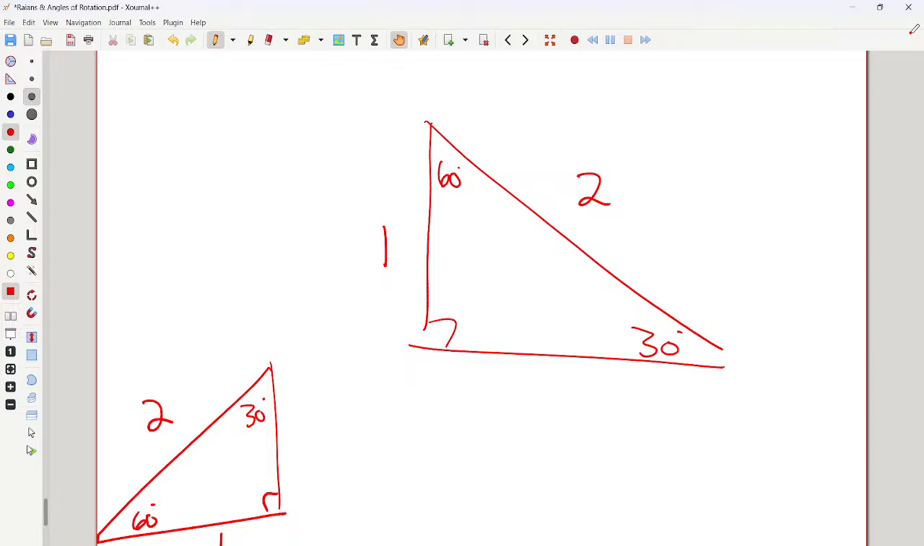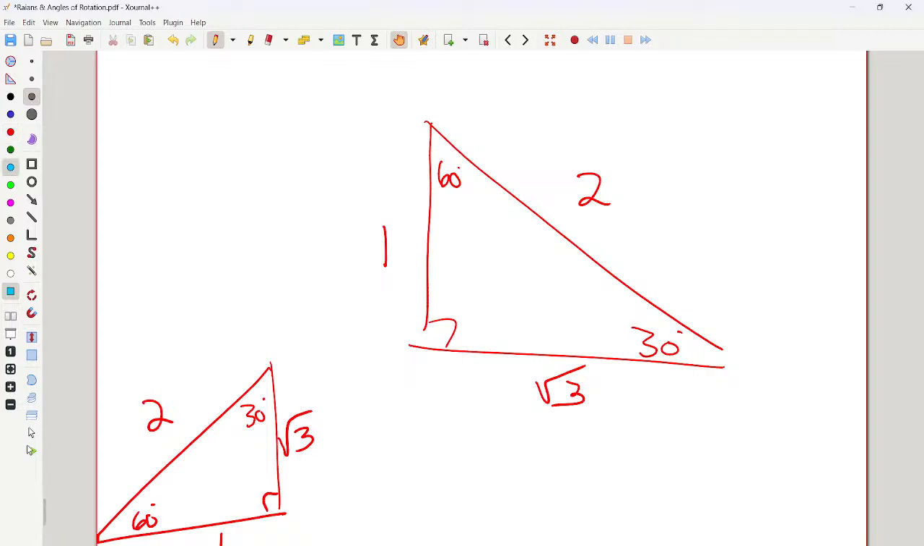Smallest angle, opposite side is 1. No matter where I draw it. So it can be whatever. Smallest angle, 1. Biggest angle, 2. 90 is the biggest angle. A 1, a 2, a root 3. There you go. Know that triangle as well.